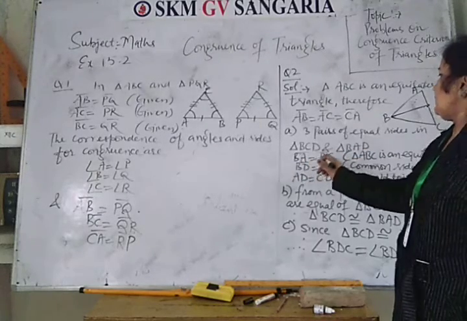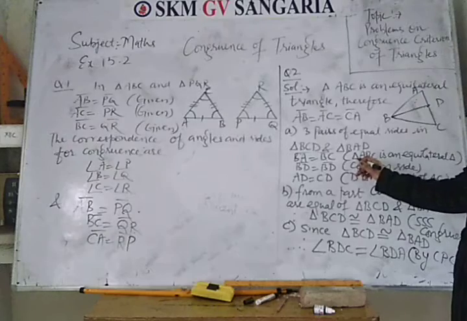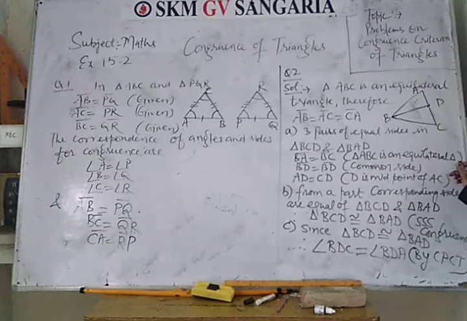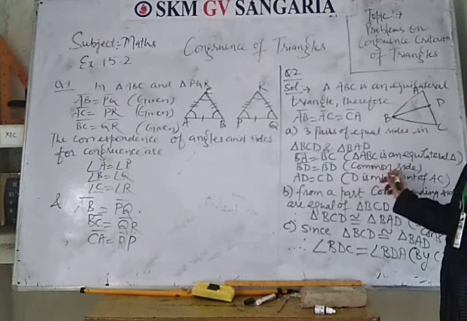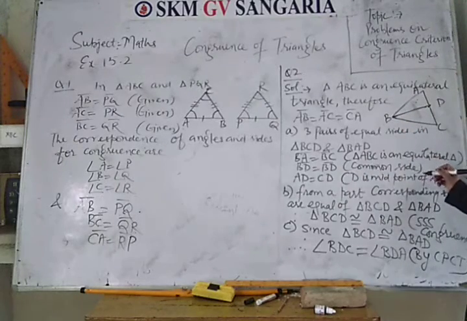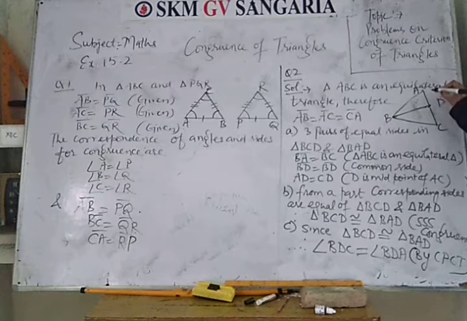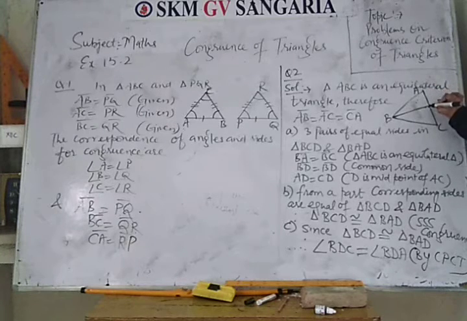First, BA is equal to BC. Why? Triangle ABC is an equilateral triangle. Then BD is equal to BD. This is a common side. Then AD is equal to DC. Why?